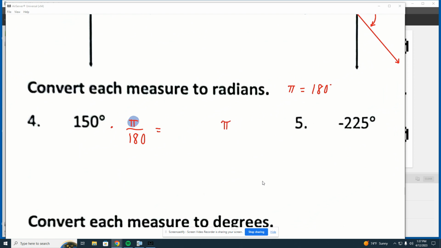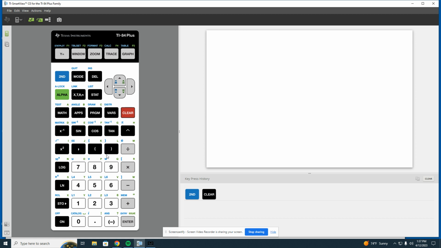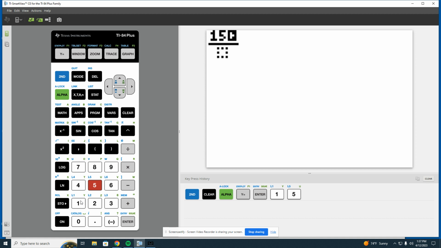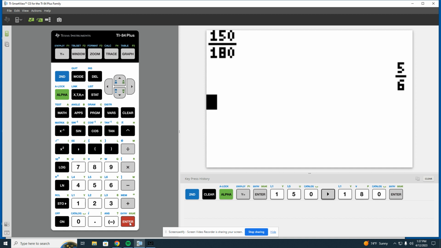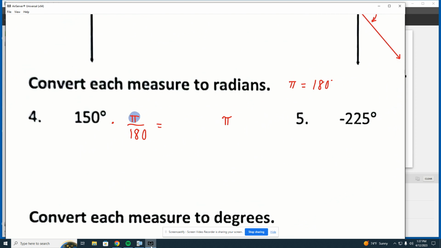Got a little lag going today. Then you're going to go to your calculator and tell it, I want to take 150 over 180 and let it simplify. That's going to be the fraction that joins your pi, so 5 over 6. So my radian measure equivalent to 150 degrees is 5 pi over 6. I just took that fraction and let pi join it. Now 150 degrees is represented as a radian.